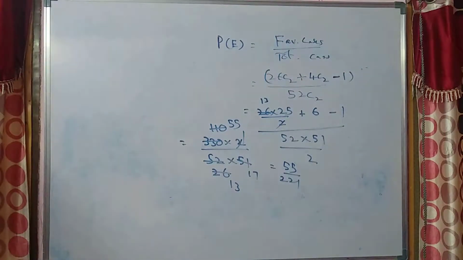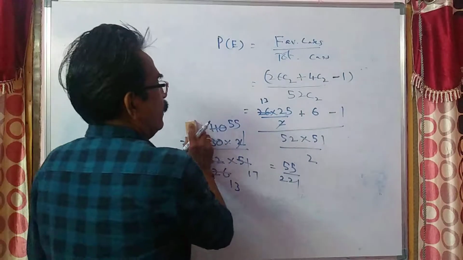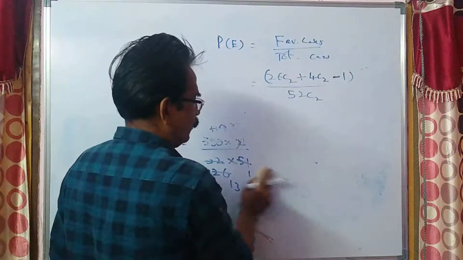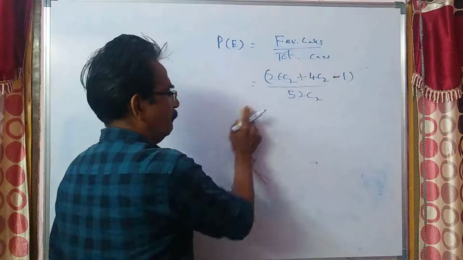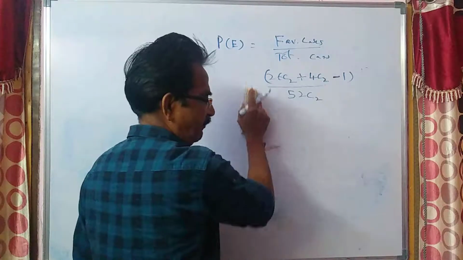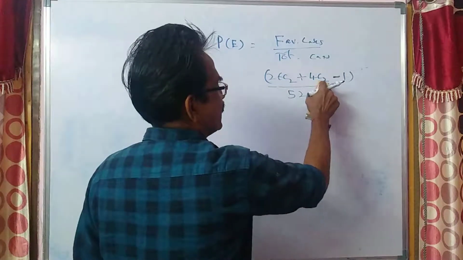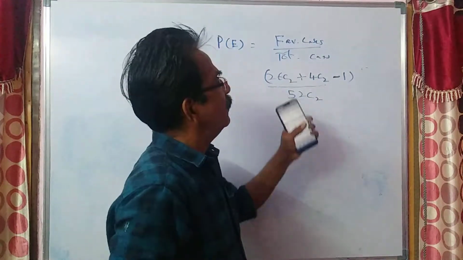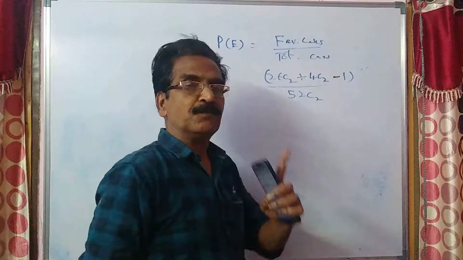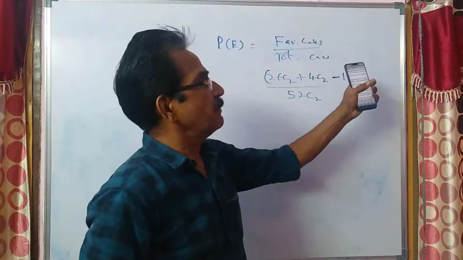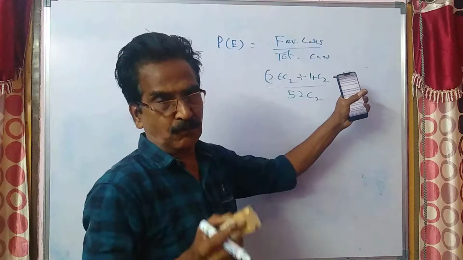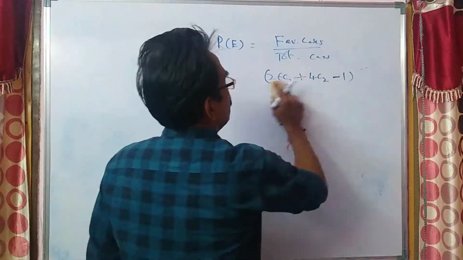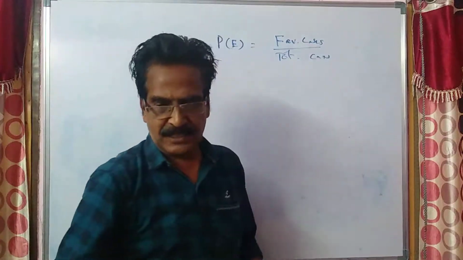Okay. So this is the only simple logic: you have to subtract black queens. That event is included in 26C2 and also in 4C2, so that event has to be subtracted. That case of two black queens is to be subtracted. So that is today's first question.